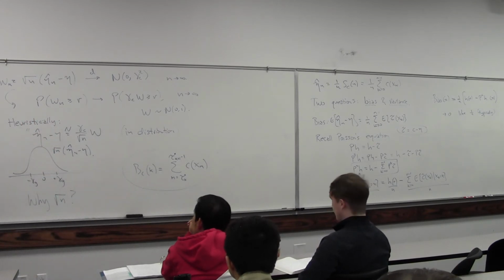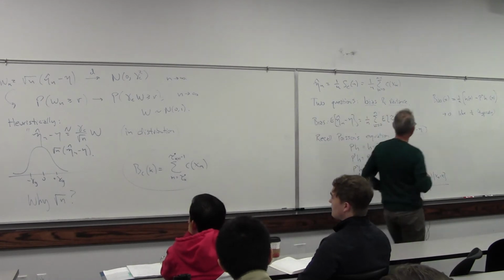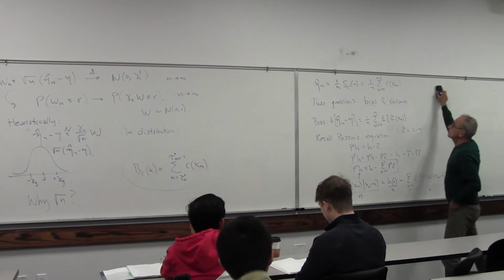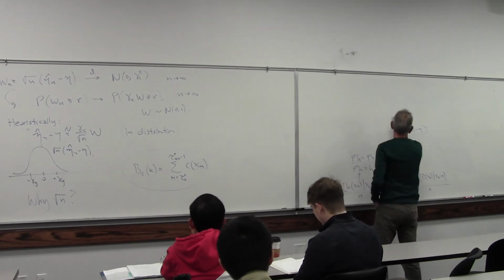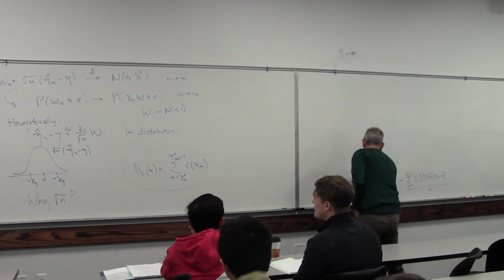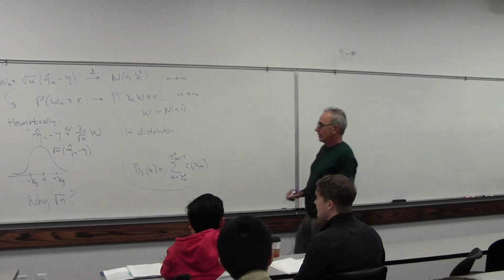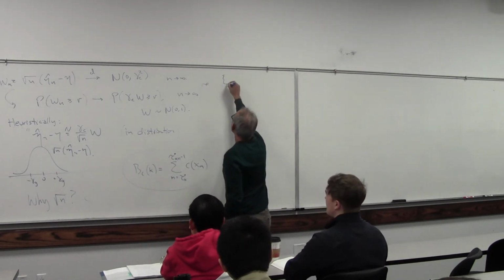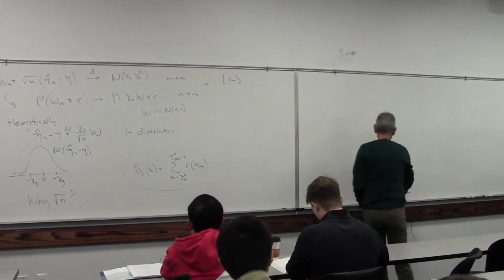So the question is why square root of n. Let's see if we can think about that. Well, why square root of n, I mean, think about the IID case. Suppose that Zn, actually, I shouldn't call it Zn, I should call it Bn, because that's been used.